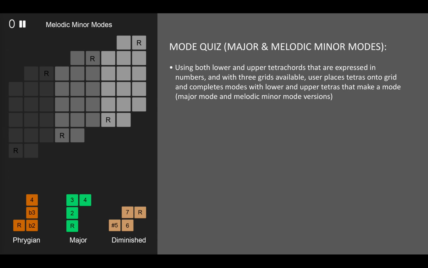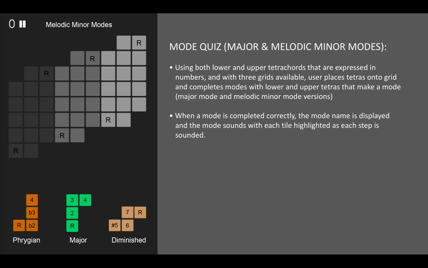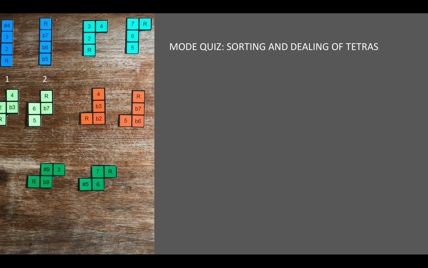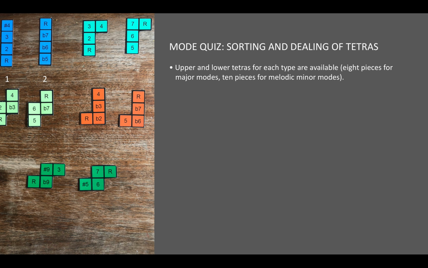And then when you finish that scale, it makes a sound just like the learning mode did. So, and that's right there. And then when two tetrachords do not make a mode, that becomes unavailable and the game is over, again, modeled off of that game that I displayed. So here are the, oops, this slide's a little funky, but let's go over here.